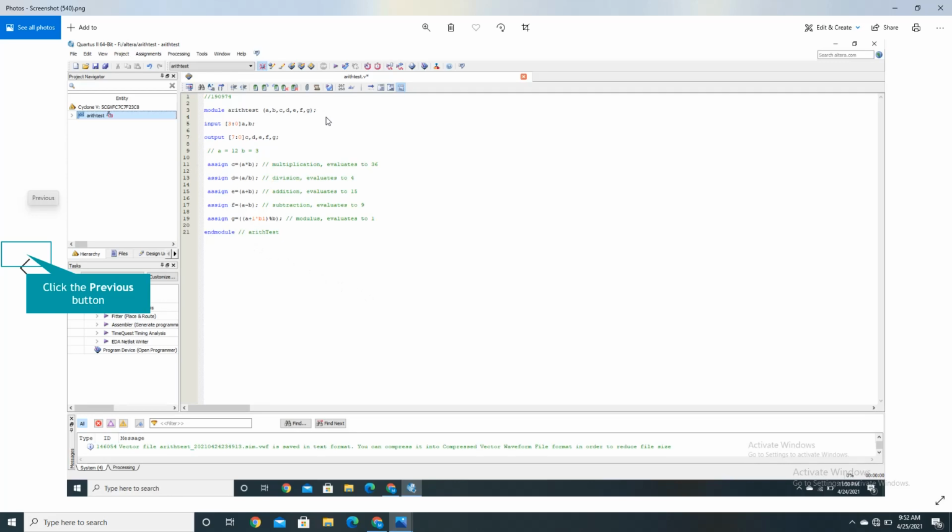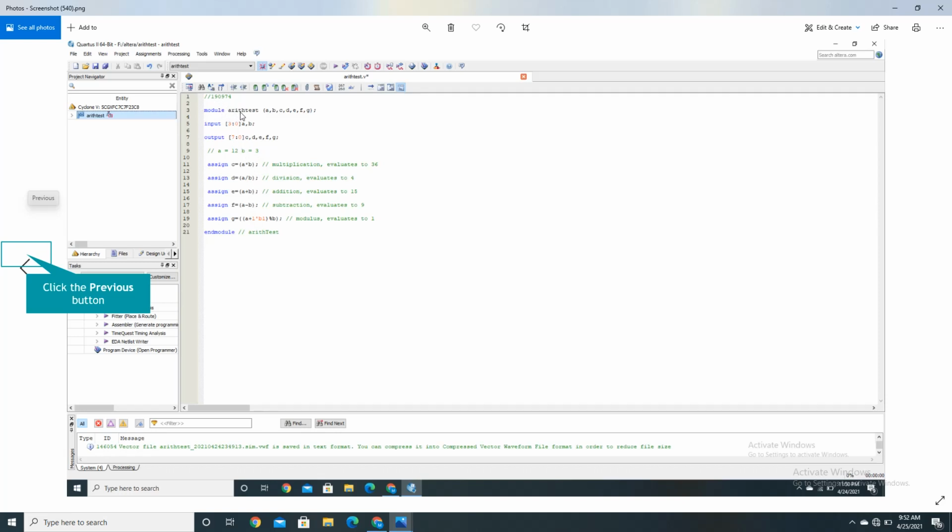Today I will be performing different functions on the Quartus software, and for this, first of all, I will be doing simple arithmetic operations of plus, minus, multiply, and divide. So first of all, let's see the code.